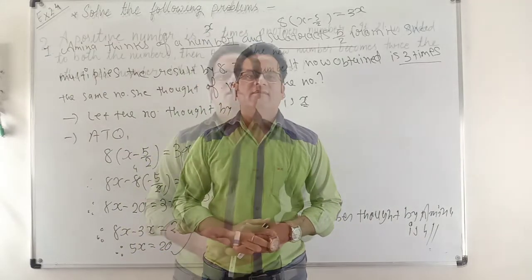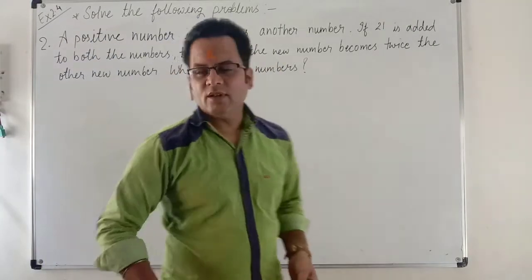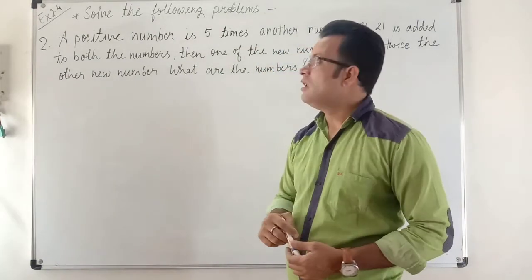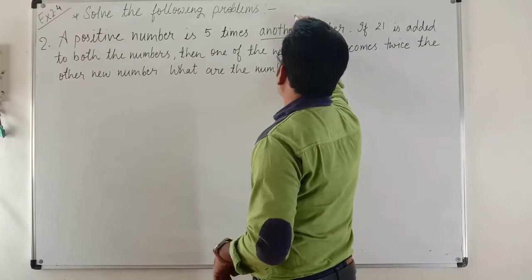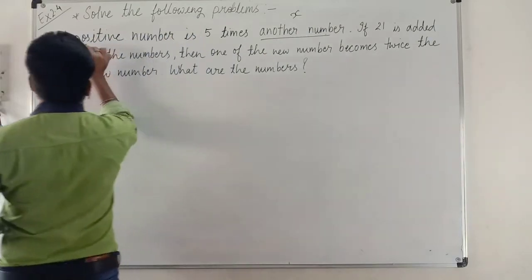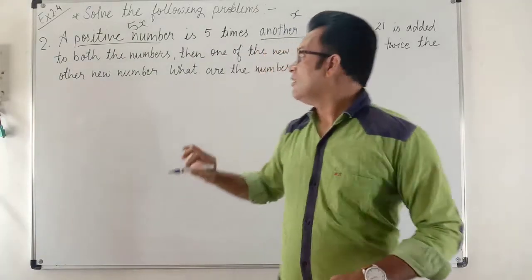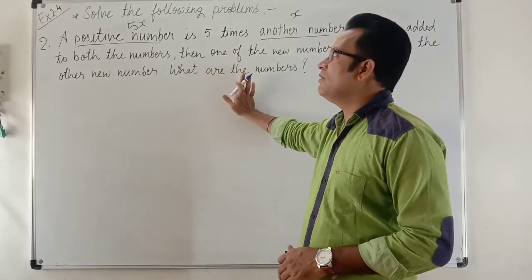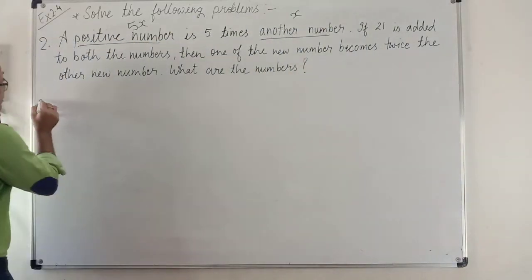Just take a look. And now sum number 2, let's understand the question. Here you can see students, a positive number is 5 times another number. Okay? So suppose the other number is x. So your positive number will be 5 times, means 5x. Now in the question, 21 is added to both the numbers, means you have to add 21 to x also and 5x also.